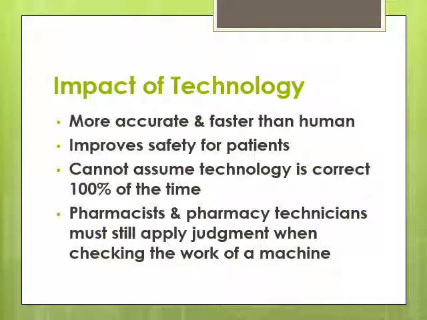Also more accurate and faster than humans. This benefit is clear. Improves safety of patients. Cannot assume technology is correct 100% of the time. This is a given, technology is not always 100% accurate or correct. Pharmacists and pharmacy technicians must still apply judgment when checking the work of a machine. It is always preferable to double check any work done by the machine, so that, God forbid, no error occurs in the system.